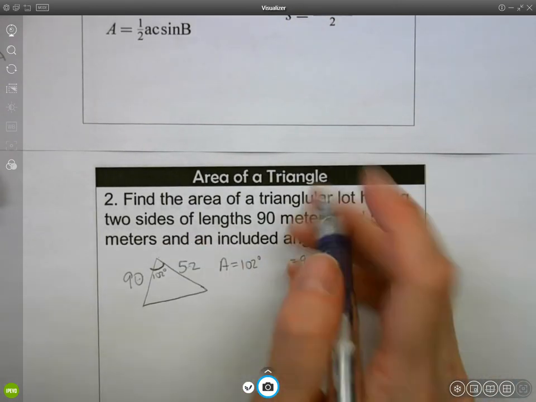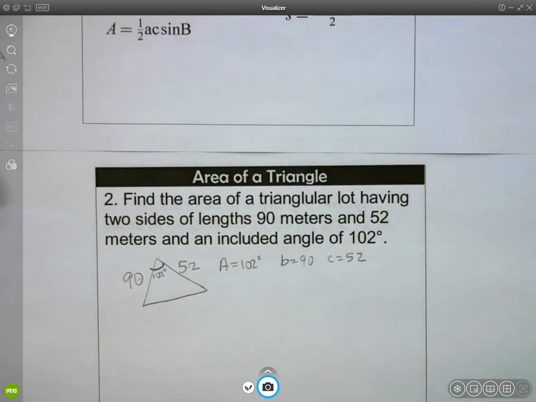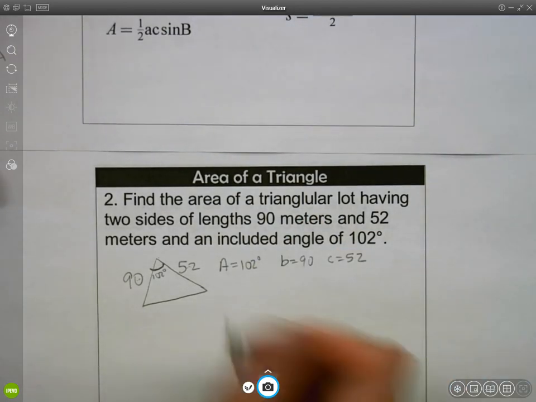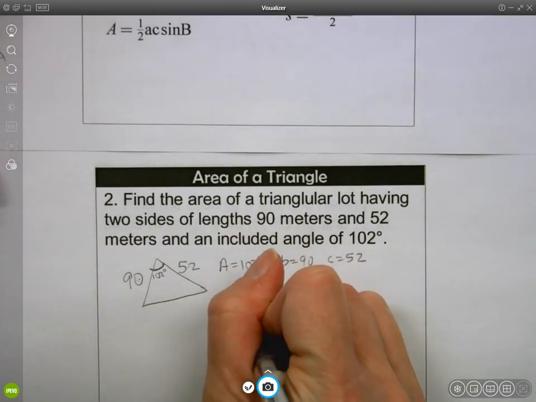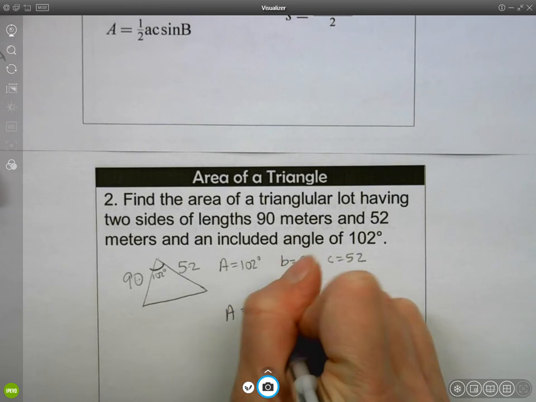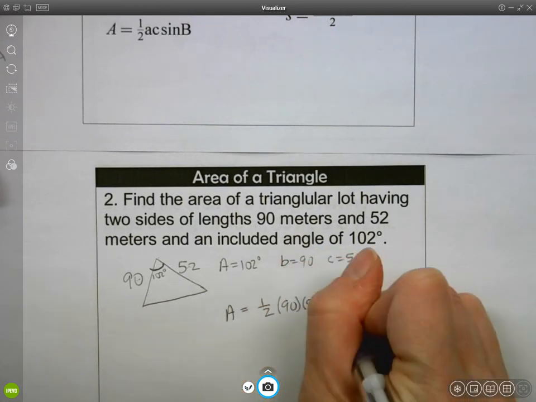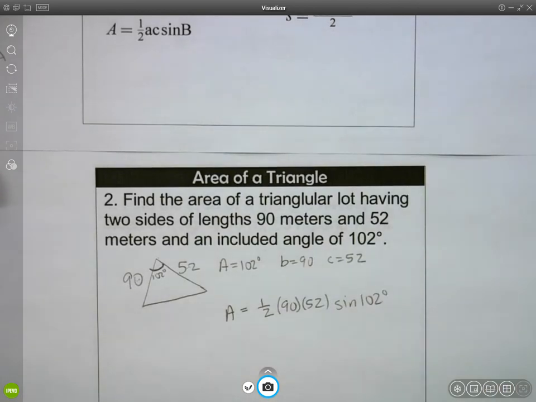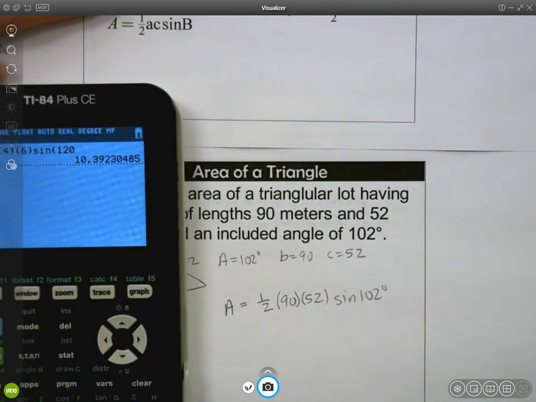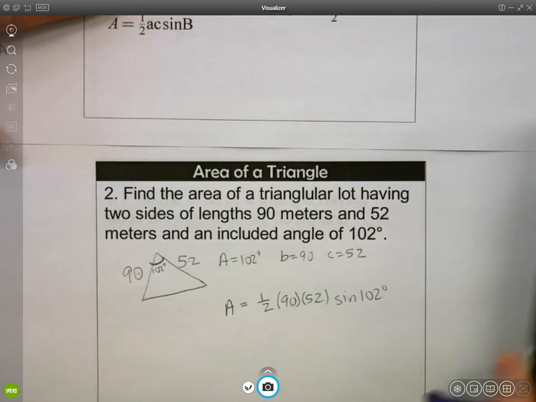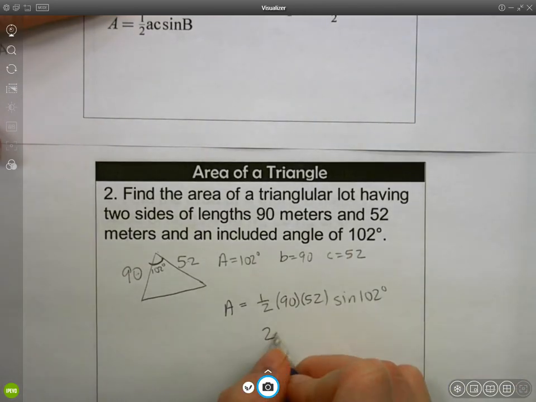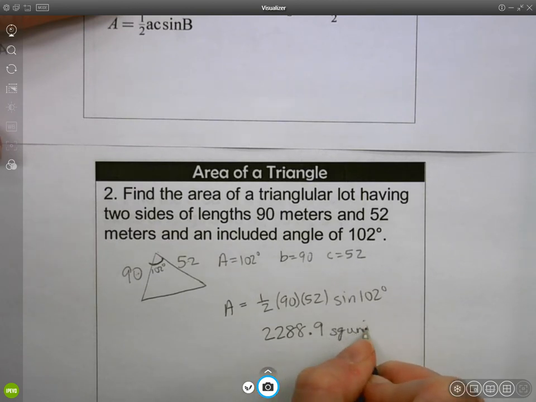I said B in low days. All right, so they gave you side, angle, side. You have the information. So to find the area, you can say 1/2 times 90 times 52 times sine of 102. Parentheses are important. And I get 2,288.9 square units because it's area.